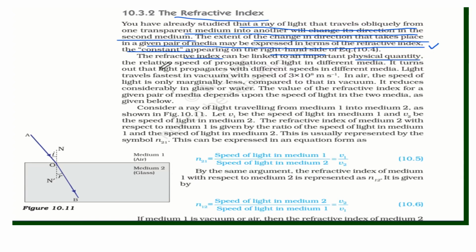Light propagates with different speeds in different media. Light travels fastest in vacuum, with a speed of 3 × 10^8 meters per second. The speed of light in air as well as vacuum is approximately equal, and speed reduces in glass and water. So refractive index depends upon the speed of light in different media.